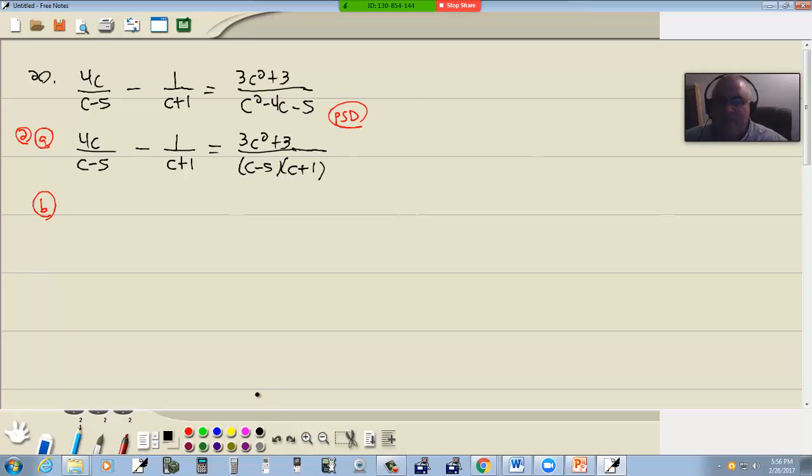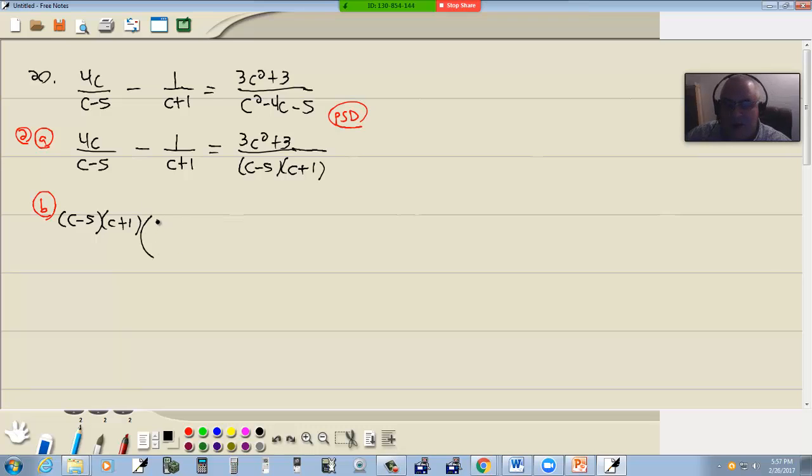Figure out your LCM of all your denominators. We'll start with our first factor, c minus 5. I'm looking for the greatest number of c minus 5s in a single denominator. There's one here, none here, one here. So my greatest number of c minus 5s is 1 in a single denominator. C plus 1. I'm looking for the greatest number of c plus 1s in a single denominator. None here, one here, one here. So the greatest number of c plus 1s is 1. Now that would be our LCM, and that's what we're going to multiply everything by.